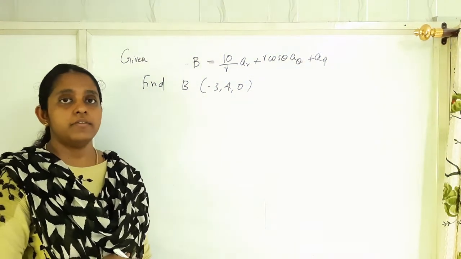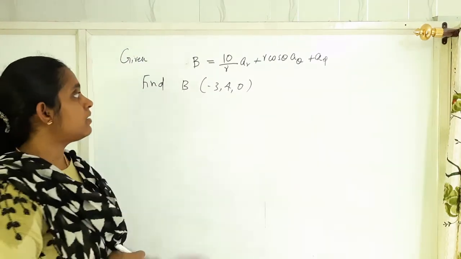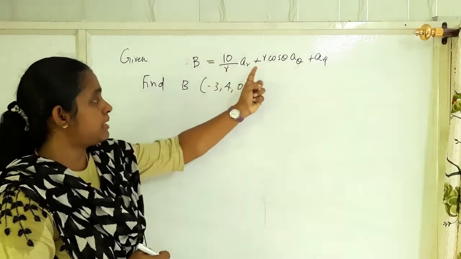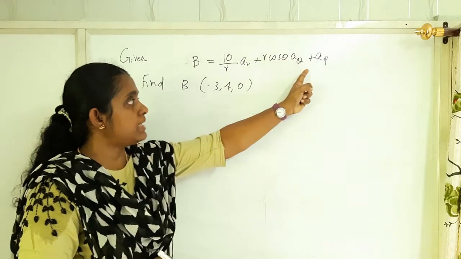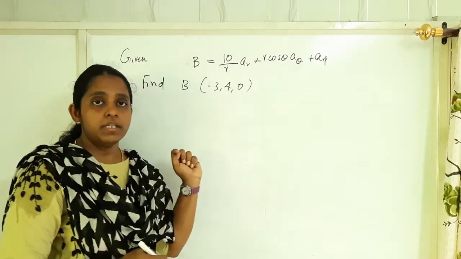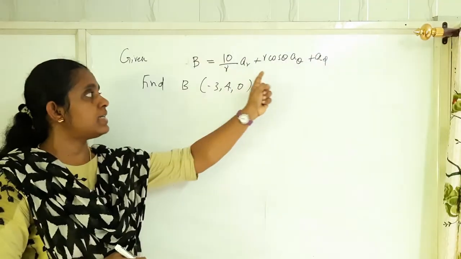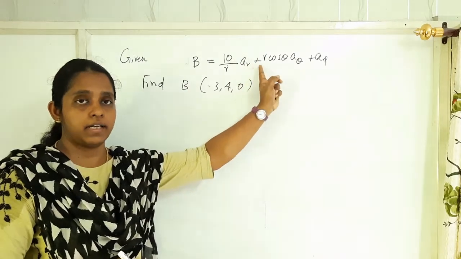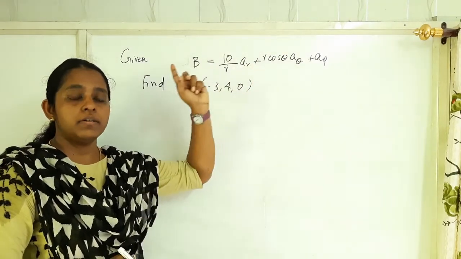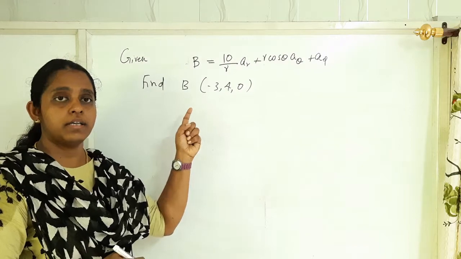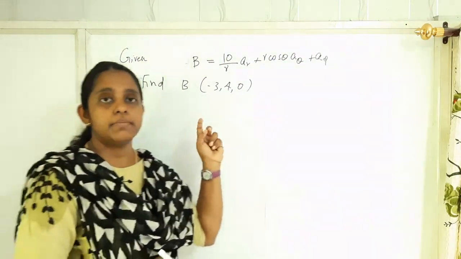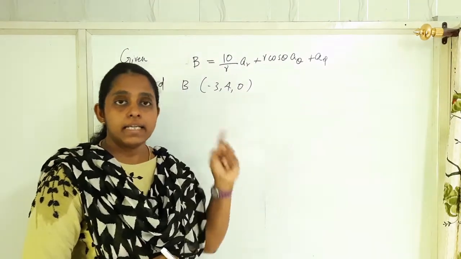So in this question, we are given the vector B equal to 10 by R aR plus R cos theta aθ plus aφ. From this vector we can see that this is a spherical system vector. What is our aim? We have to find the vector in the Cartesian system and the vector in the cylindrical system.